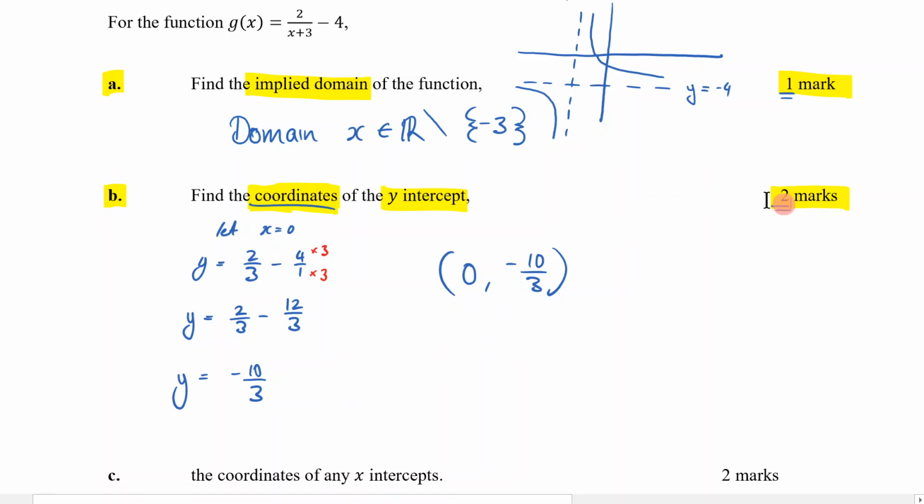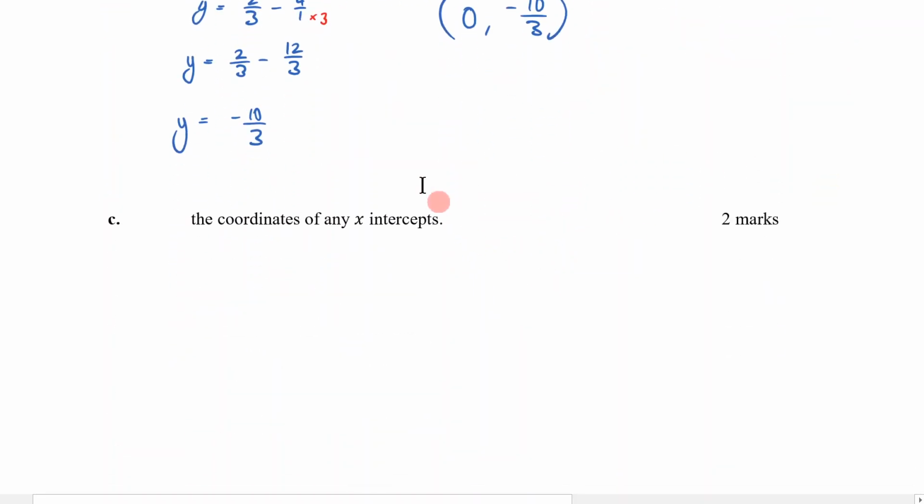So make sure you're looking into that mark scheme. Next, let's grab our highlighter out again. So for C, what we're doing is we're finding the coordinates again, but this time of x-intercepts. So how are we going to do this? The first thing I'm going to say is let y equal 0, because that's how you find your x-intercepts.